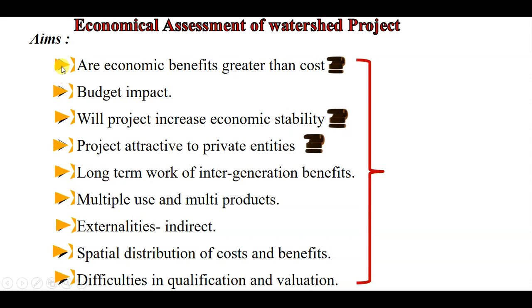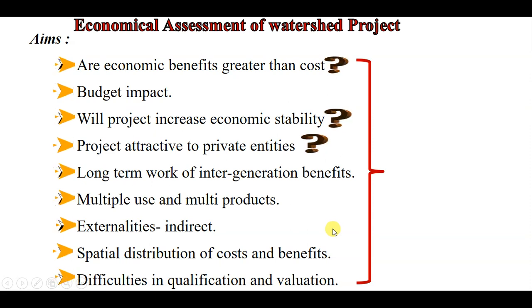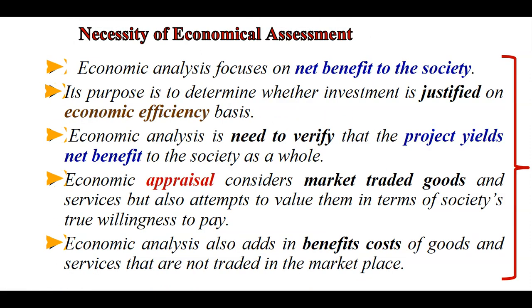Budget impacts. What is the budget impact? Will the project increase economic stability? Is the project attractive to private entities? Does it offer long-term, intergenerational benefit? Is it multi-use and multi-product? Externalities, that means indirect effects, spatial distribution of cost and benefit, and difficulties in quantification and validation. This is the economic assessment of watershed management.